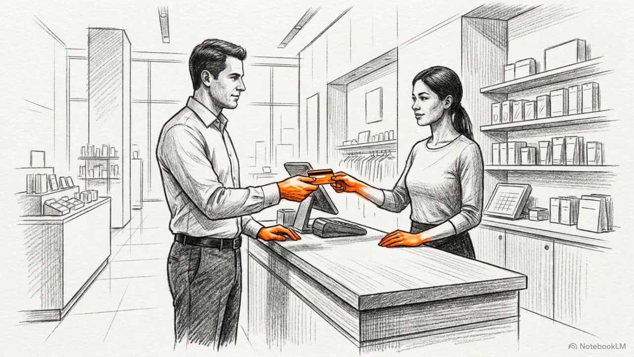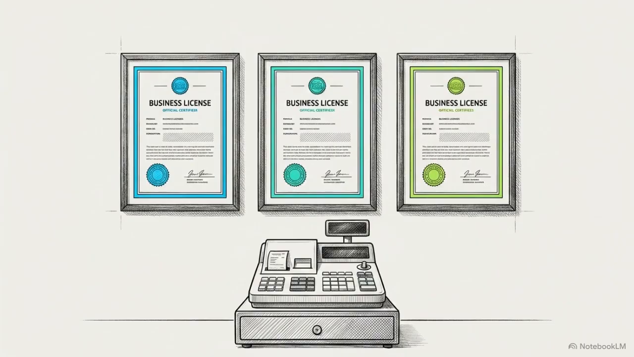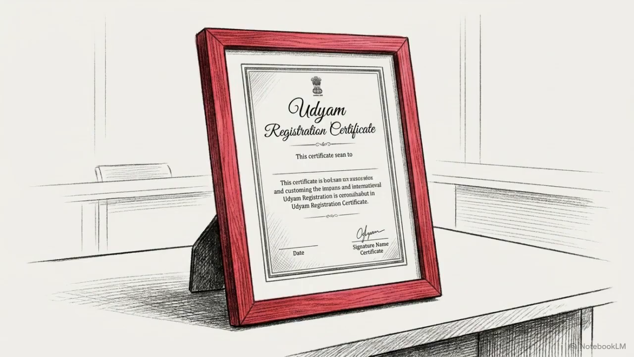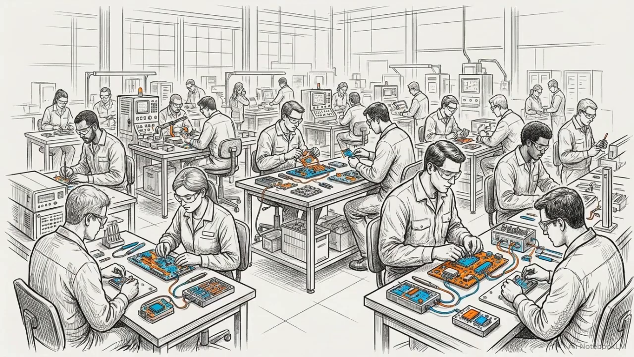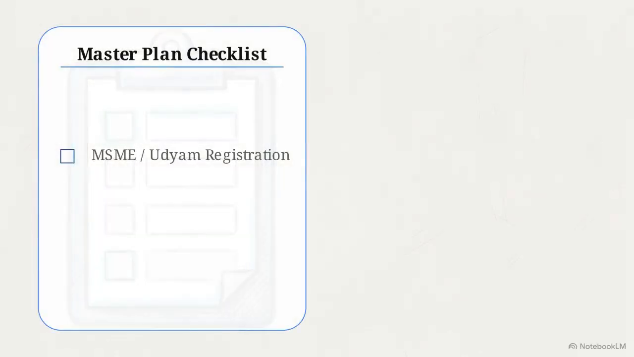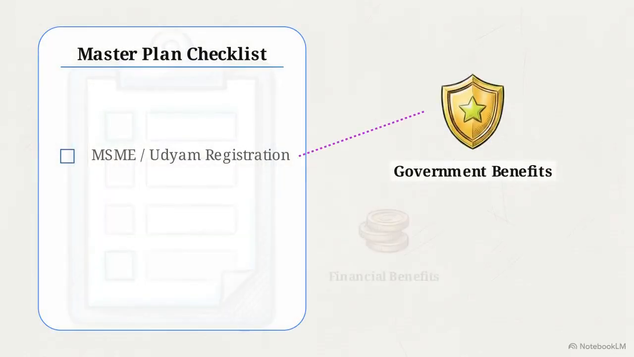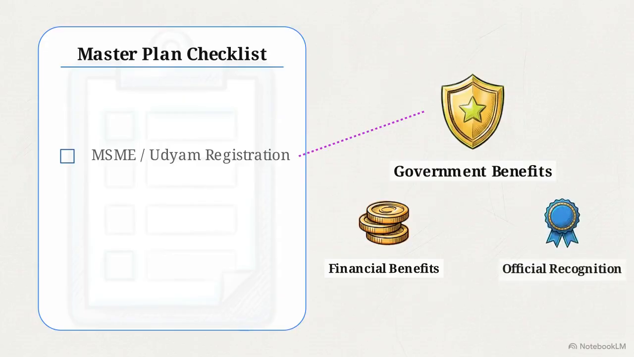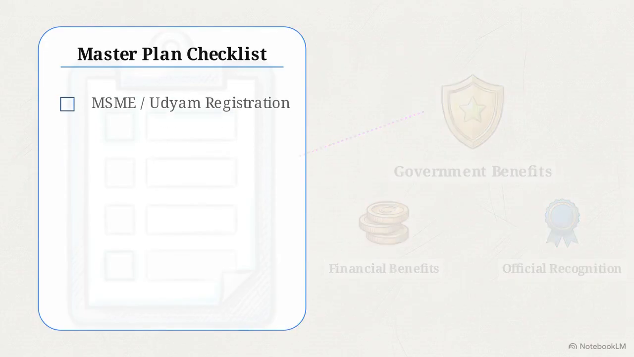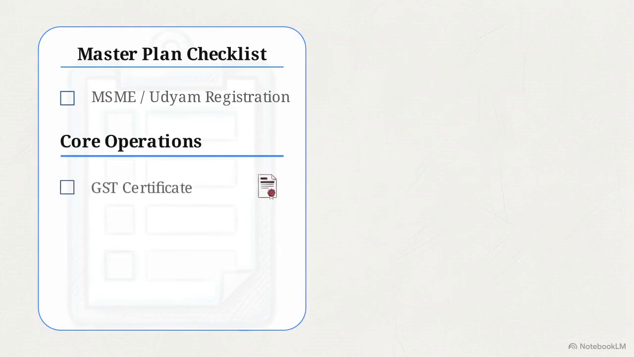We now move to the next layer of the plan: securing the mandatory operational licenses. These are the documents that allow you to legally conduct transactions and sell to customers every day. For most new ventures, the first operational step is the MSME, or Udyam registration. It is specifically designed to support and legitimize small and medium-sized enterprises. On our checklist, you notice the MSME registration connects directly to this government benefits badge. This provides your business access to government subsidies, financial benefits, and official recognition.